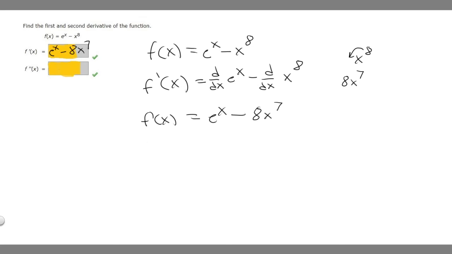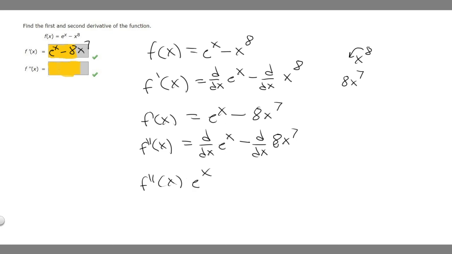And then our second derivative, f double prime of x, is the derivative of this. So the derivative with respect to x of e to the x minus the derivative with respect to x of 8x to the 7. So let's go ahead and solve it. So from the last problem, we know that the derivative of e to the x is just e to the x.